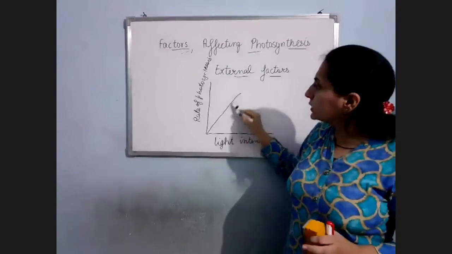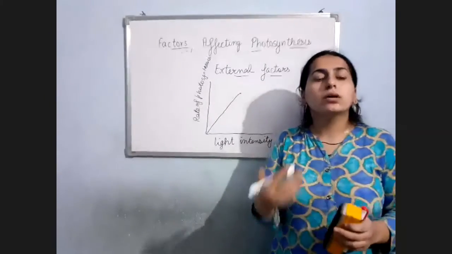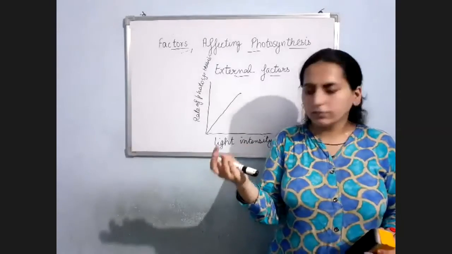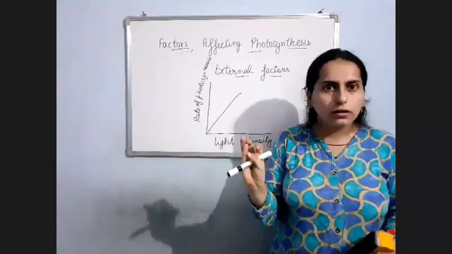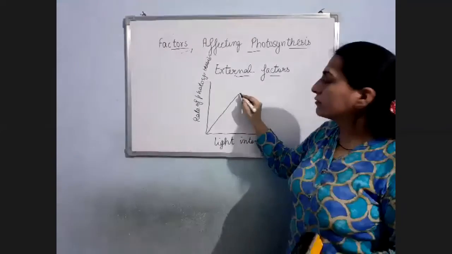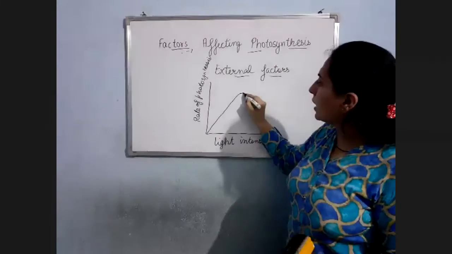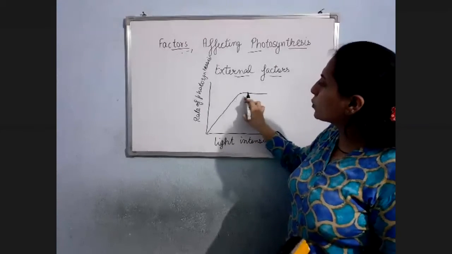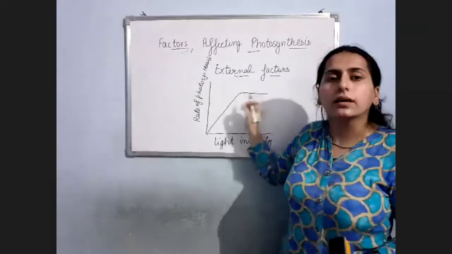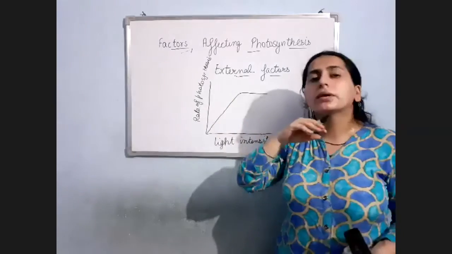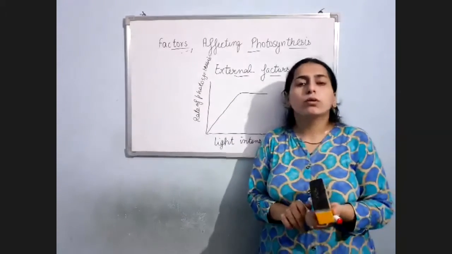अब सनलाइट तो बढ़ती जा रही है, but what about others? Water limiting है, CO2 is limiting. So at this point, what will happen? The graph will become constant. Means इस point पे अगर sunlight बढ़ भी रही है, the photosynthesis will remain same. That's what I want to say.